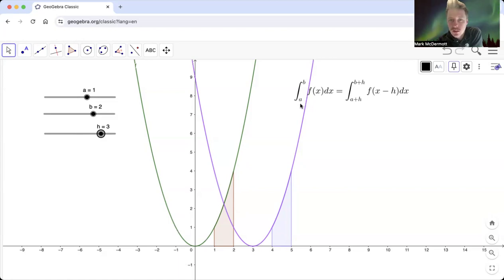So hopefully you can see why the integral from a to b of f of x dx equals the integral from a plus h to b plus h of f of x minus h. You just sort of shifted everything to the right, so the area is maintained. Yeah, hopefully that's helpful.